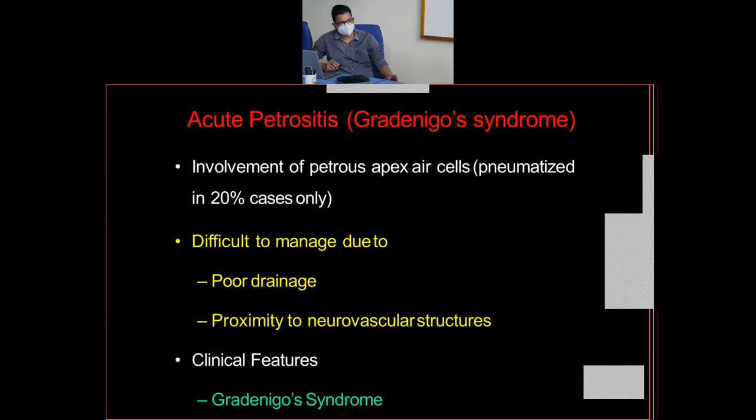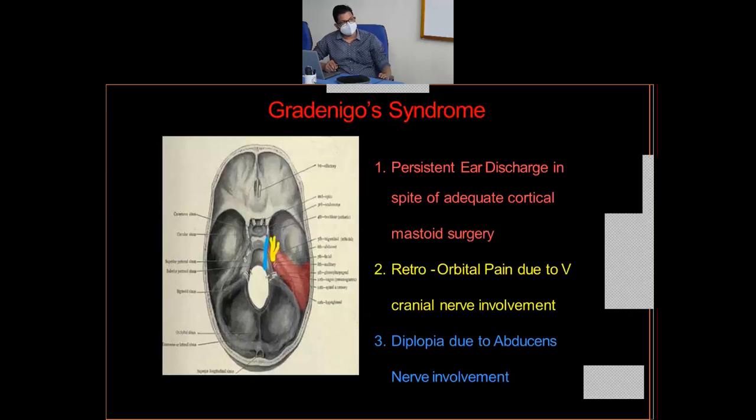So first of all, there is a CSOM, so there will be some discharge from the ear. That is the first sign or symptom, that is otorrhea. Okay, then these are the Gradenigo syndrome features. First, persistent ear discharge, then retroorbital pain, then there is diplopia due to abducens nerve involvement.